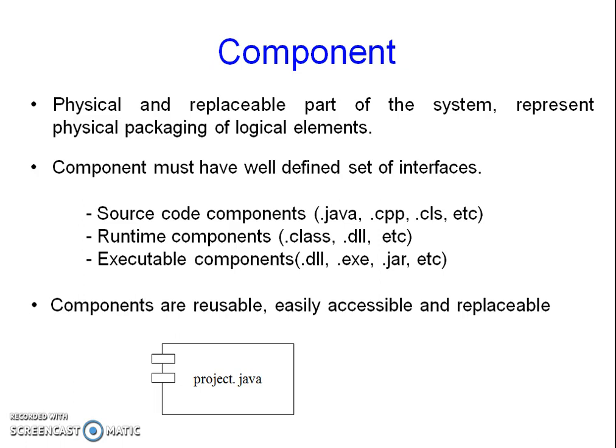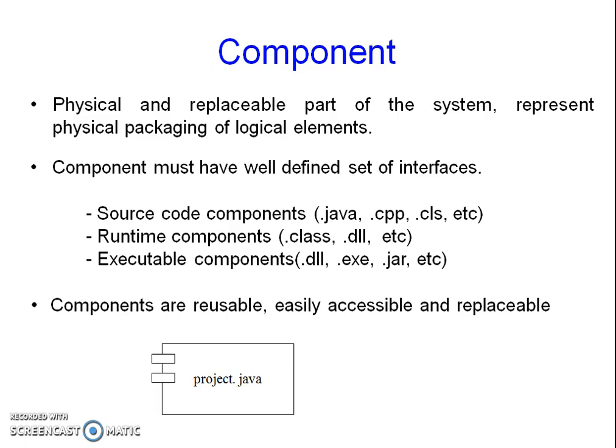A source code component means any source code file, for example .java file, .cpp file, .cls file, .csv file. A runtime component can be a .class file or .dll file, which means dynamic link library files. And executable components can be .exe file, .jar file, and so on.